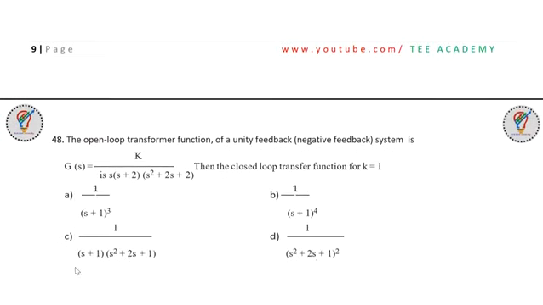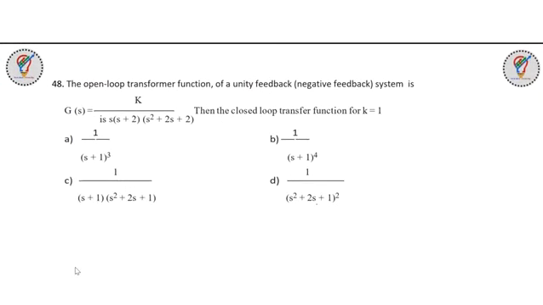Okay, right. There is one more question from control systems here. The open loop transfer function of a unity feedback, that is a negative feedback, system is G(s) = K / (s(s+2)(s^2+2s+2)). Then the closed loop transfer function for K = 1 is, so we need to find the closed loop transfer function. The closed loop transfer function is equal to the open loop transfer function divided by 1 plus the open loop transfer function.